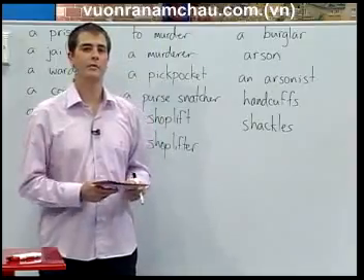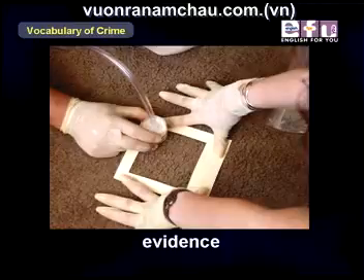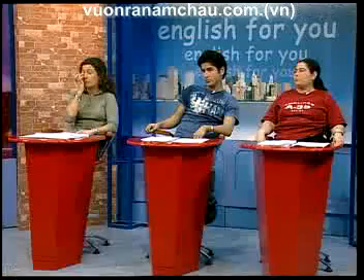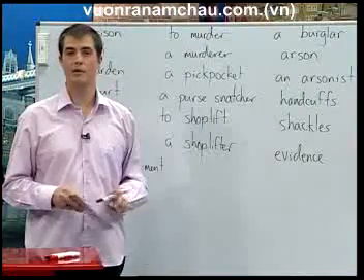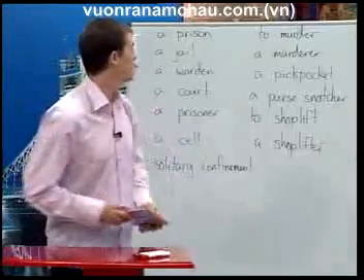They're similar to handcuffs. And lastly, we have evidence. Evidence is facts, objects, or signs that make you believe something is true. For example, fingerprints, hair, footprints are examples of evidence. So let's have a look at these words again.